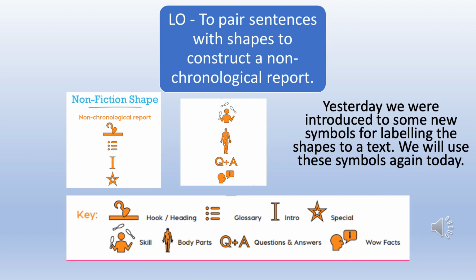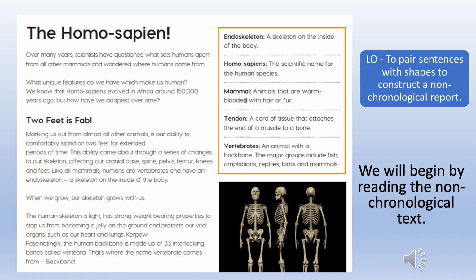Yesterday we were introduced to some new symbols for labeling the shapes to a text. We will use these symbols again today. We will begin by reading the non-chronological text.